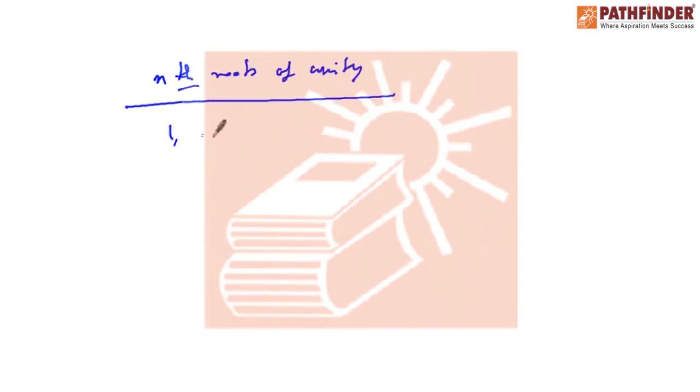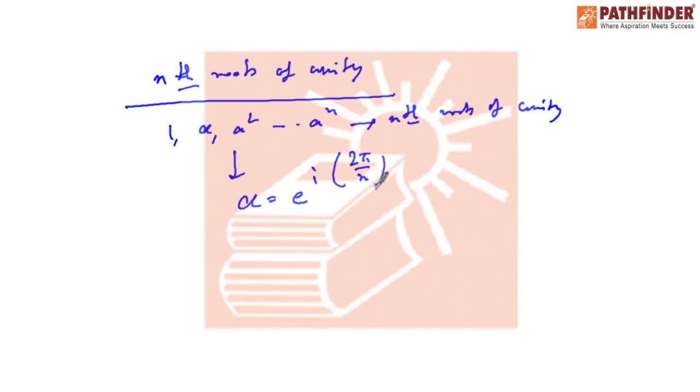Now if 1, alpha, alpha square up to alpha to the power n minus 1 are the nth roots of unity, then they are all in a GP with common ratio alpha, where alpha is given by e to the power I times 2 pi by n. Now what do we mean by nth roots? If you take an equation z to the power n equal to 1, where n is some natural number, in this case we can say z is equal to 1 to the power 1 by n, and it will have n distinct values. How do we obtain those n distinct values?